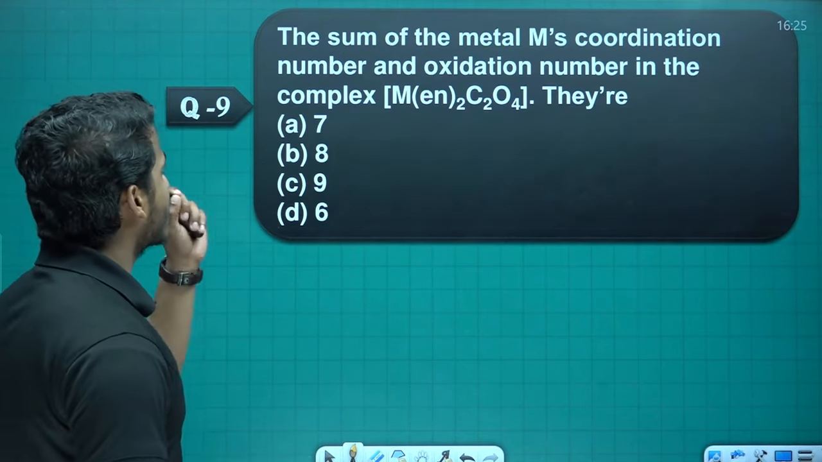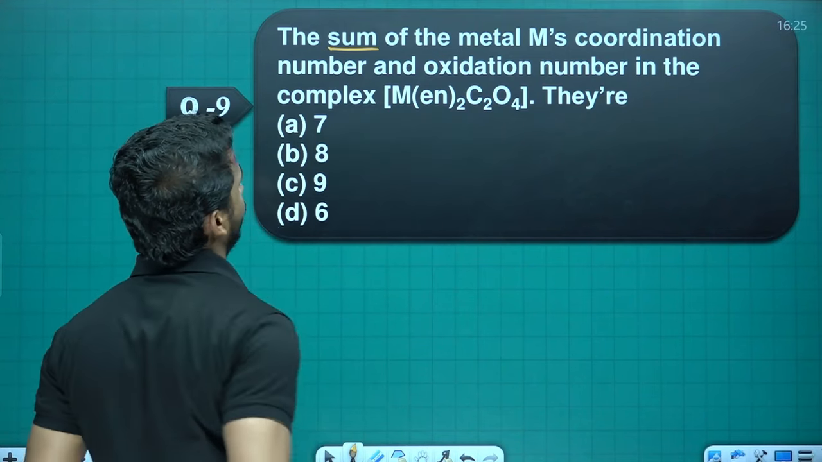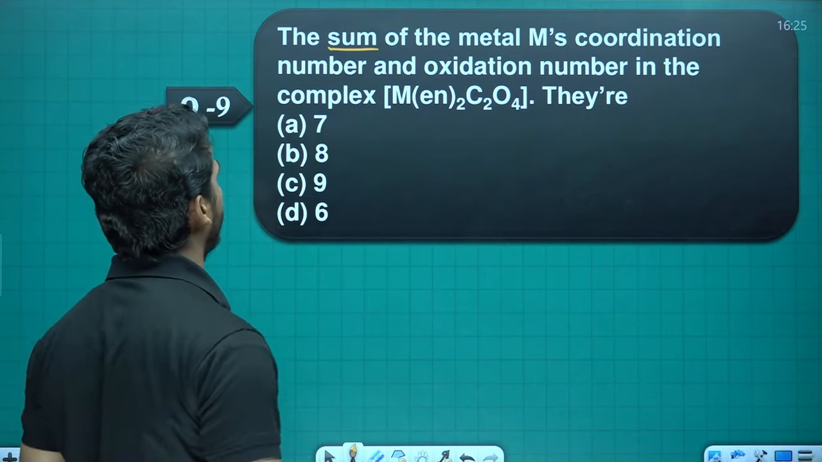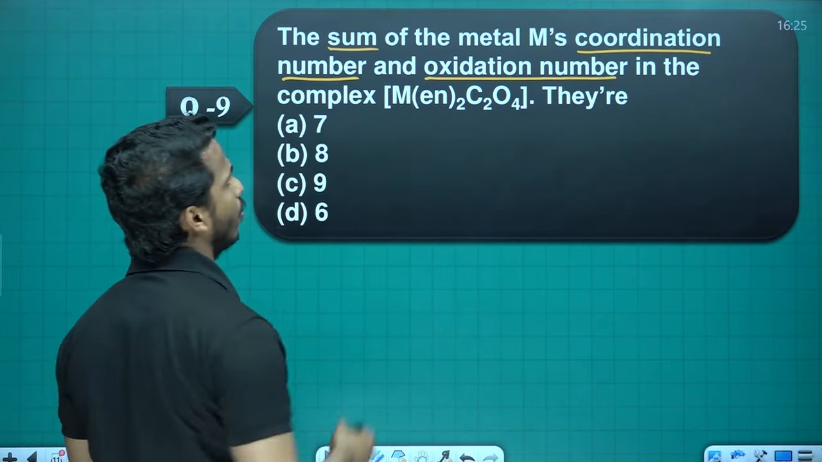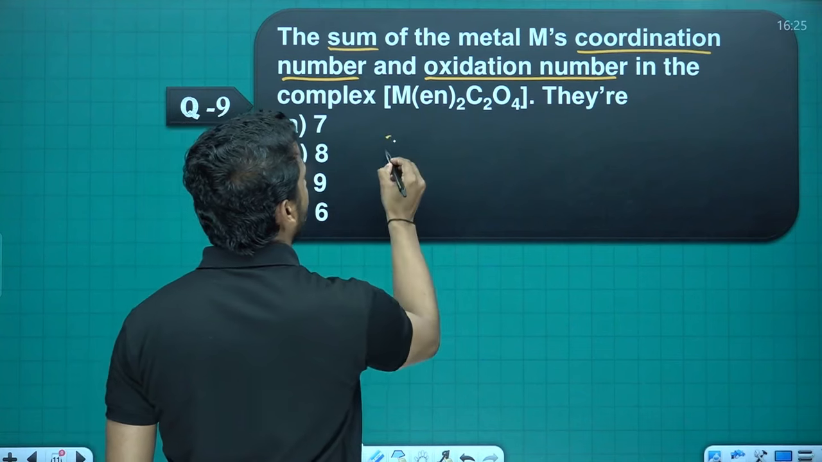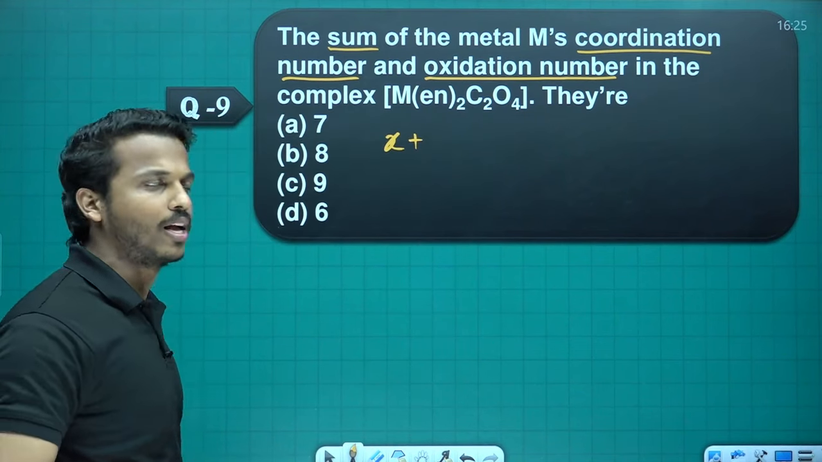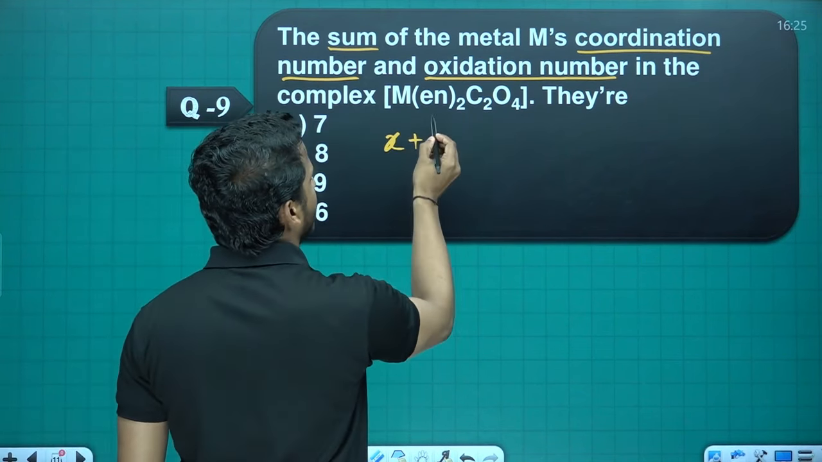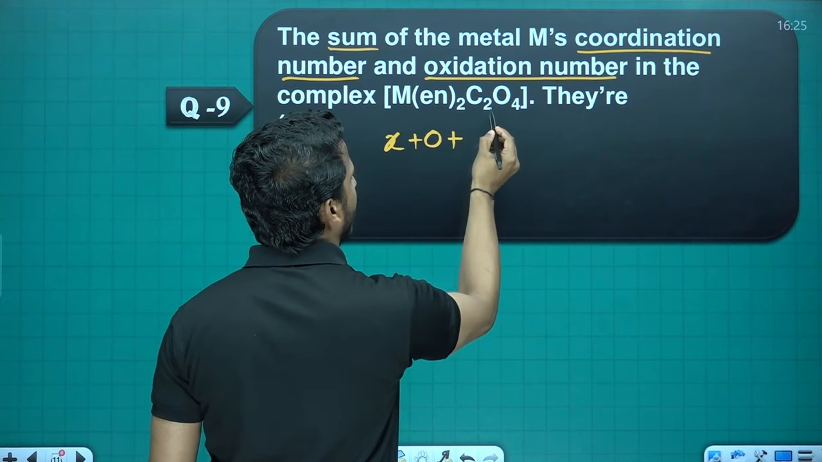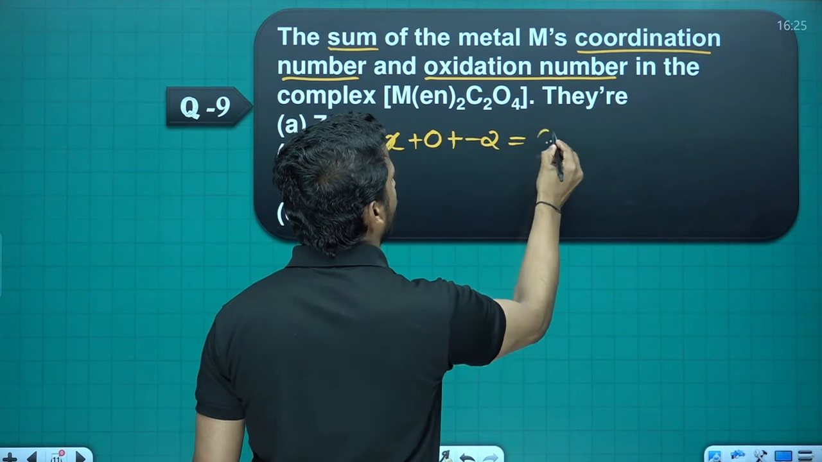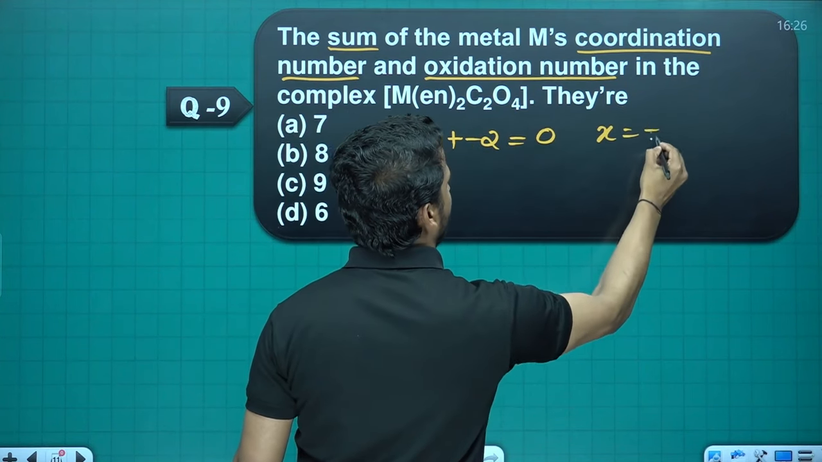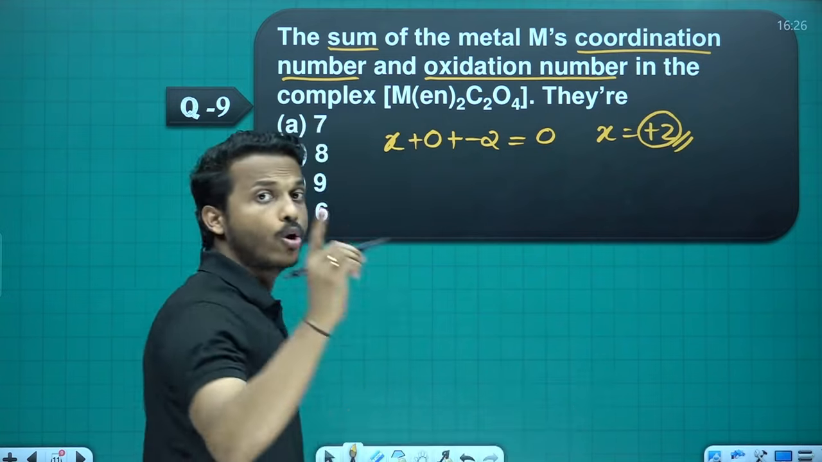Next one. What is the sum of the coordination number and oxidation number of this metal? See, this is the metal. Let us calculate the oxidation state. Let me calculate first. Metal X, En, charge is 0, neutral ligand. C2O4, one oxalate charge is -2. Overall 0. So X is equal to +2. So 2 is the oxidation state.